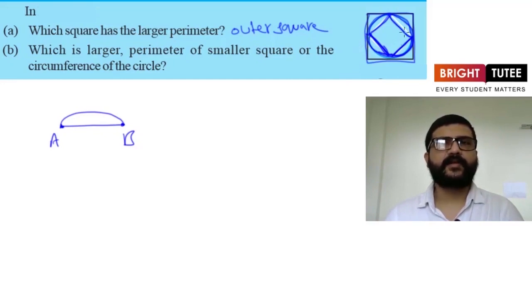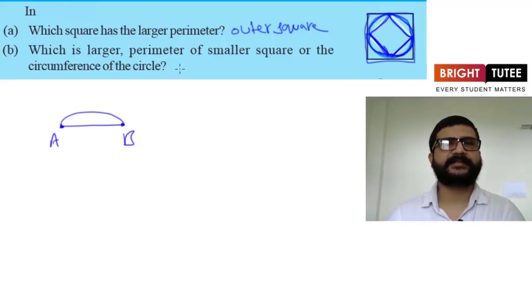So therefore, when all the parts of the circumference are combined, they will form a larger length than the perimeter of a square. So therefore, we can say the circumference of the circle is greater. So the answer for this question will be the circumference of the circle.